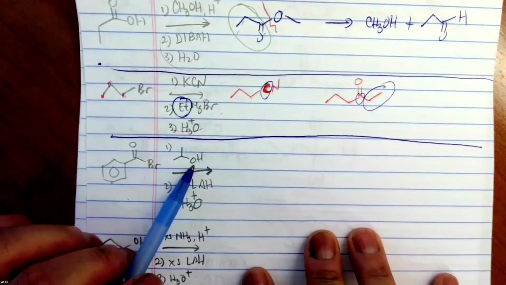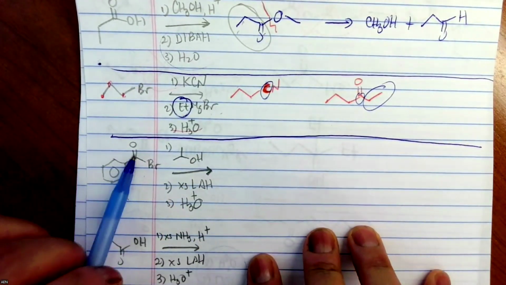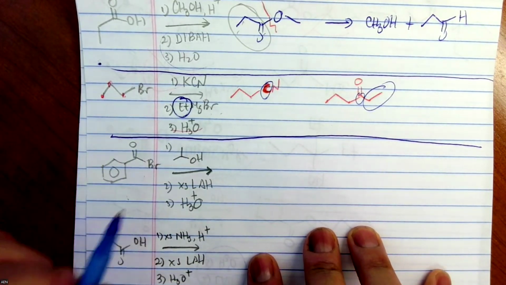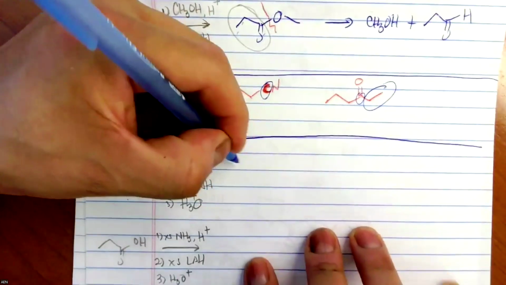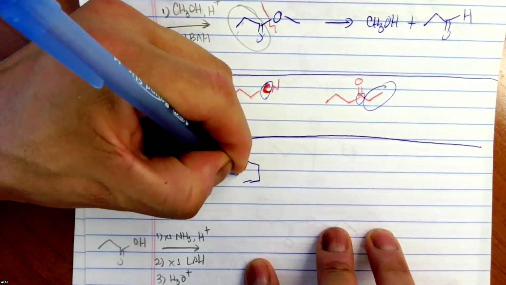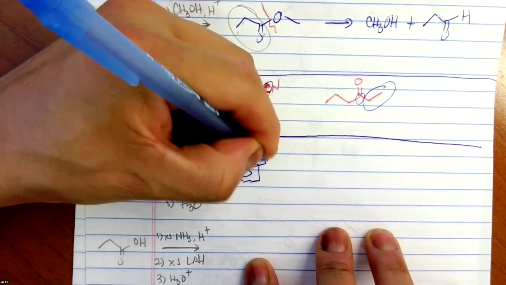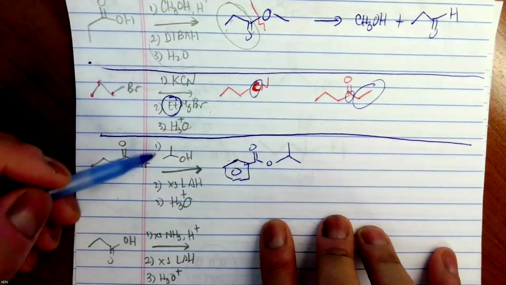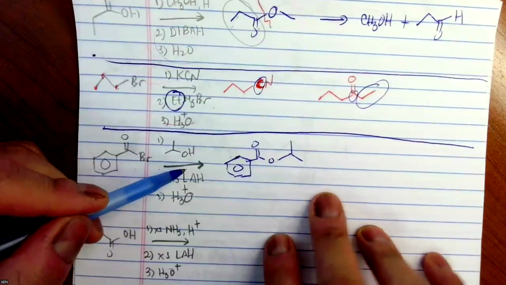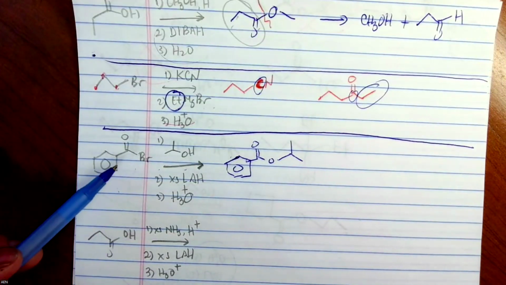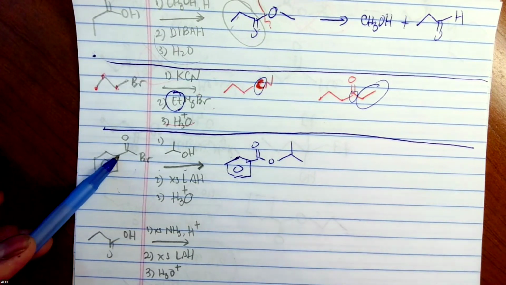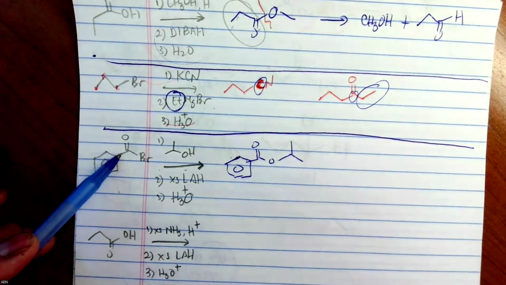Acid halide with isopropanol. Okay, that's an ester formation. Acid halides with alcohols give esters. So the first step would be the benzene ring ester. Okay, that's after step 1. Do I need acid as a catalyst? No, we don't need a catalyst because this functional group is so reactive that it will spontaneously react. So it will not need any acid.